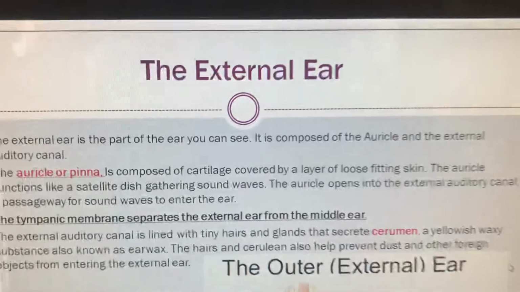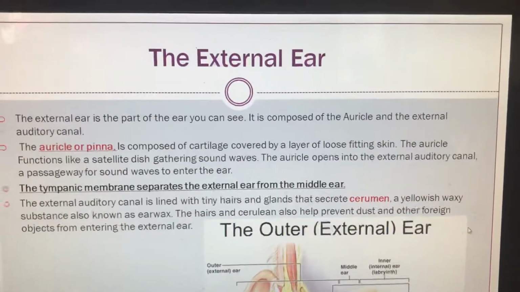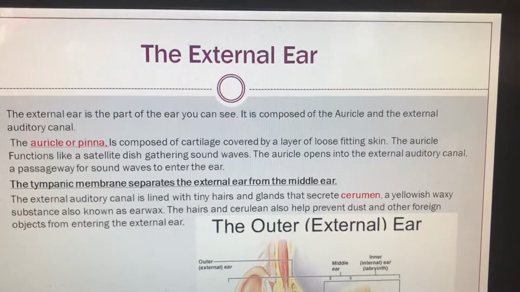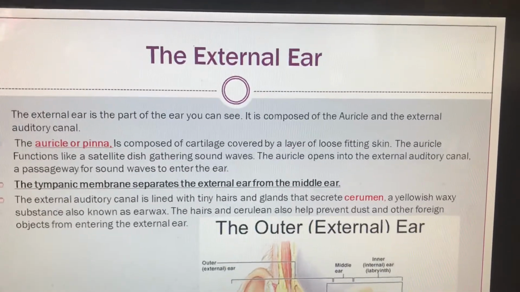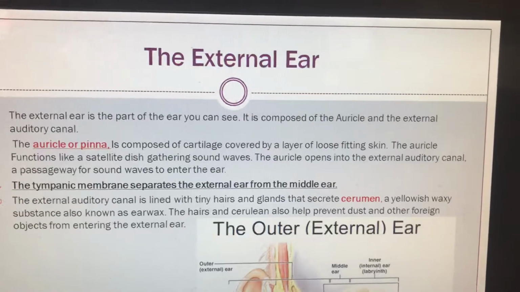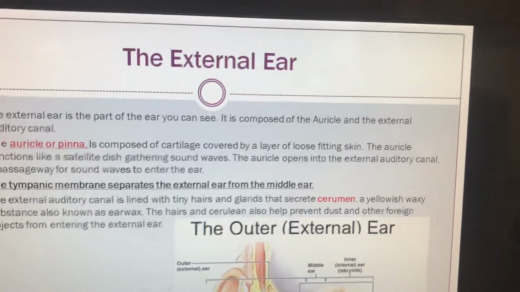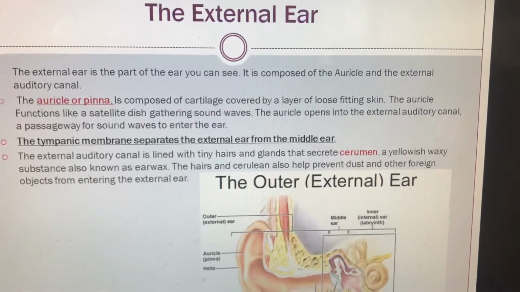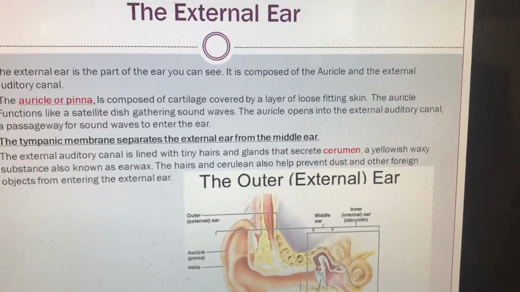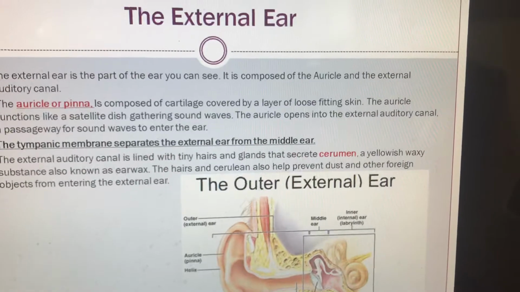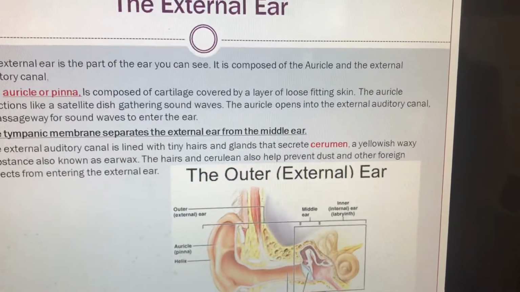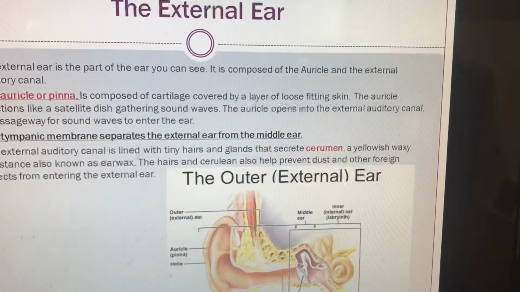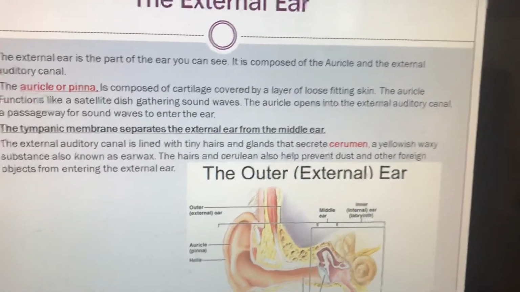So the external ear. The external ear is part of the ear you can see. It is composed of the auricle and the external auditory canal. So the auricle, or the pinna, is composed of cartilage covered by a layer of loose-fitting skin. So the auricle functions like a satellite dish gathering sound waves. The auricle opens into the external auditory canal, which is a passageway for sound waves to enter the ear.